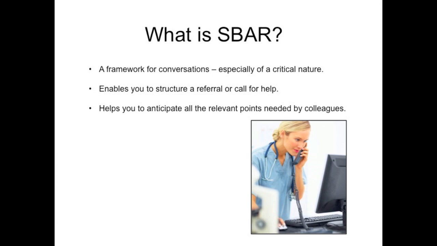SBAR is an easy-to-remember mechanism that you can use to structure conversations, especially of a critical nature that require a colleague's immediate attention and action. It enables you to clarify what information should be communicated between members of the team and how. The tool will help you to anticipate the information needed and formulate this information at the right level.